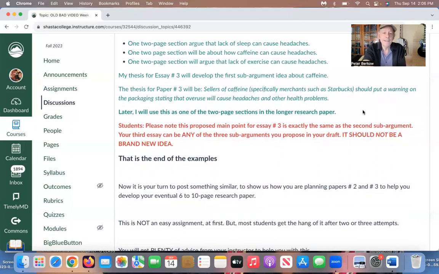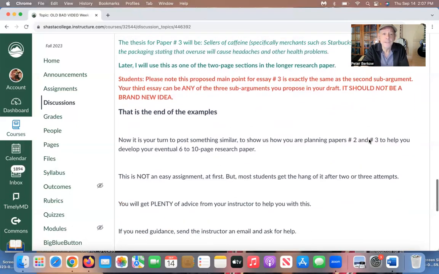So the idea is that the student is, again, breaking off a two-page section of the longer research paper that says that headaches are caused by user error. I'm going to write that two-page argument section for paper number 3, and then later on we'll write the other two-page sections, and then they'll all come together like pieces of a jigsaw puzzle to go into the longer research paper, and they'll all come together at the end of the semester as one long 6 to 10 page document that you wrote one section at a time.